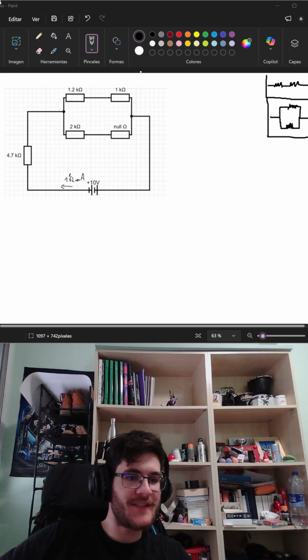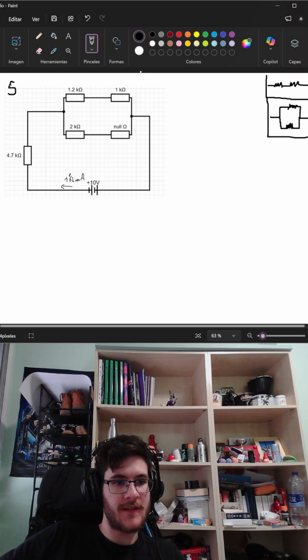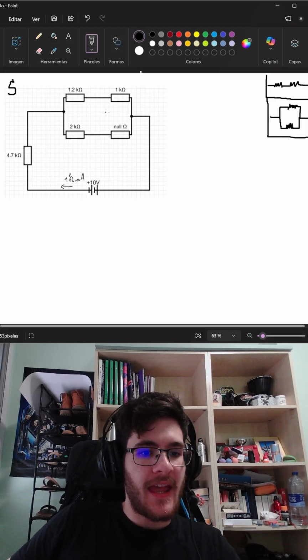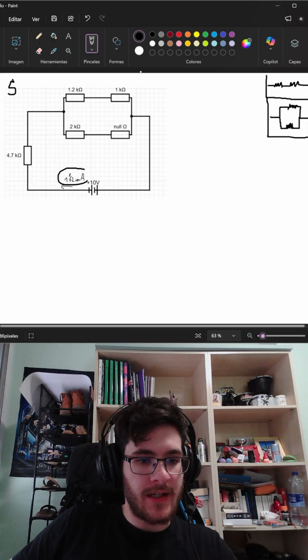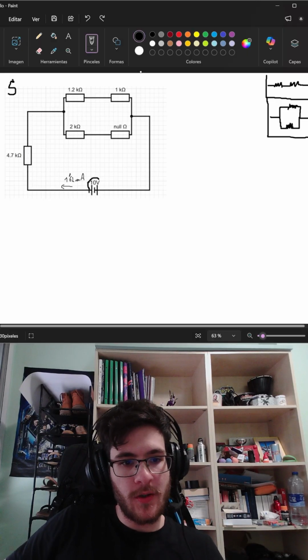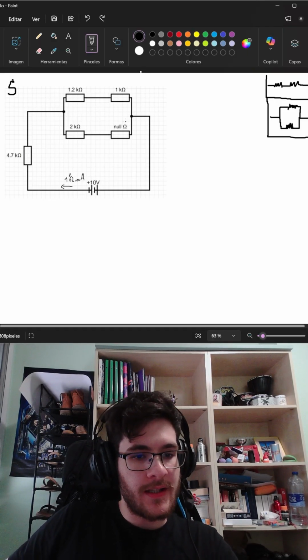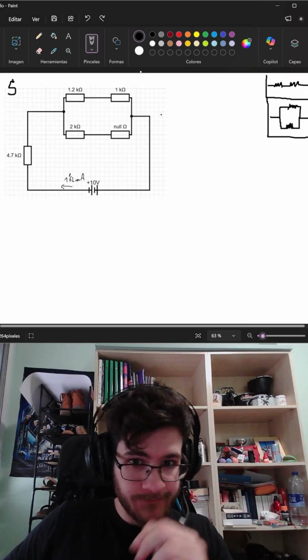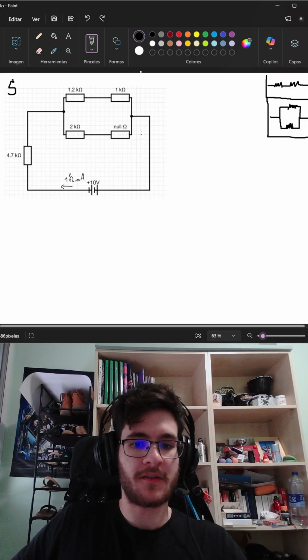Hi guys, let's do the fifth exercise of the exercises I give you. In this exercise we know the intensity, we know the voltage, but there is one resistance that we don't know and we want to calculate it. So how can we calculate it?